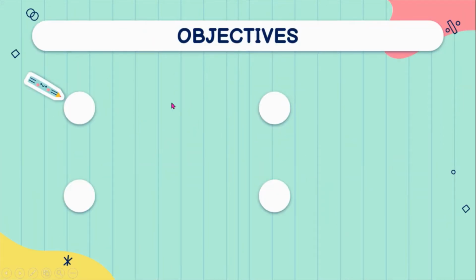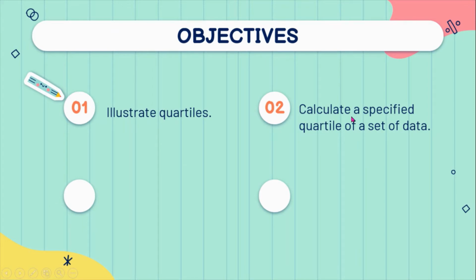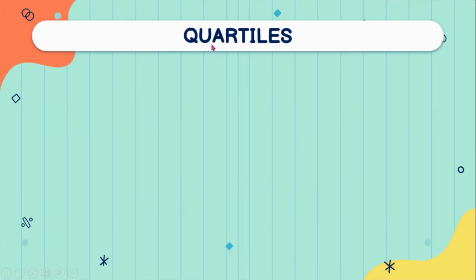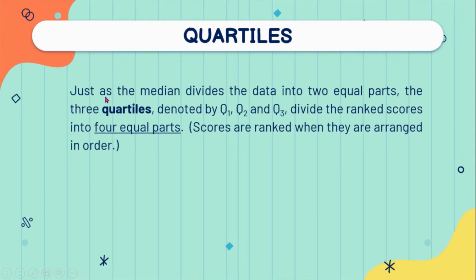So for our objectives, we have number 1, illustrate quartiles. Number 2, calculate a specified quartile of a set of data. Number 3, interpret a quartile. And number 4, solve problems involving quartiles. So what do we mean by quartiles?